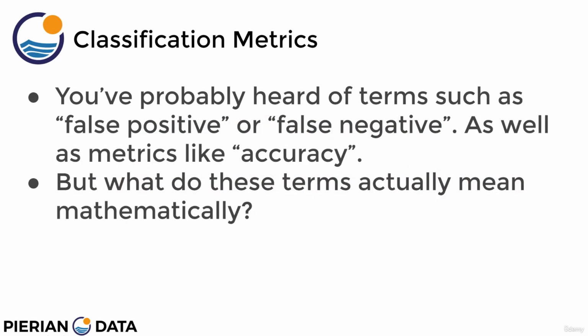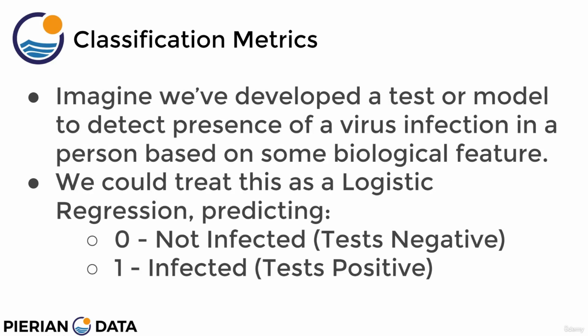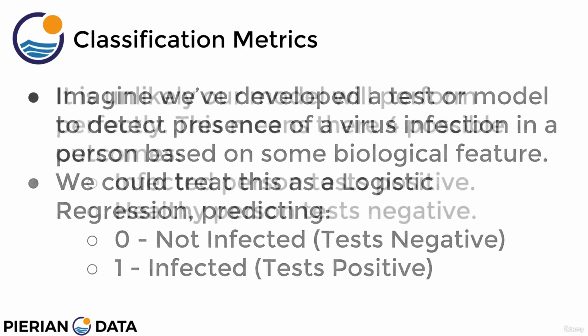You've probably heard of terms already, such as a false positive or false negative, as well as metrics like accuracy. But what do these terms actually mean mathematically? Well, let's imagine that we've developed a test or a model to detect the presence of a virus infection in a person, based off some biological feature, maybe for example a saliva sample. And we could treat this as a logistic regression or machine learning model, predicting one of two possible outcomes. We'll predict a 0 if they're not infected, that is, they're testing negative according to our model, or we'll predict 1, predicting that they are infected, saying they test positive.